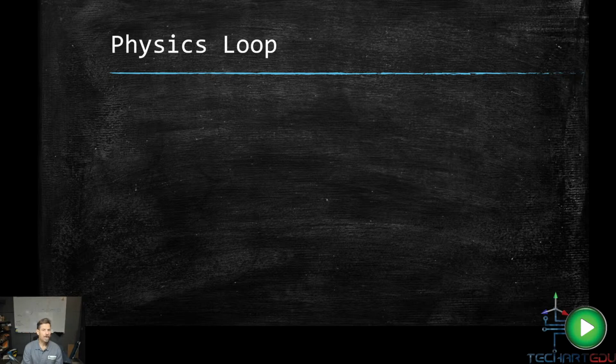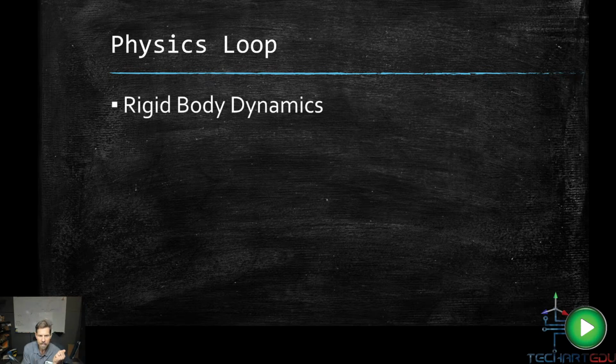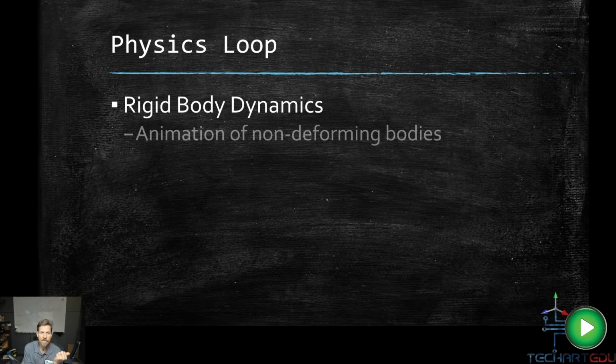You're probably going, really? This is going on in the background? Yes, it is. Every time that you crank up the particle generator, every time that you drop a ball inside of your graphics engine and it bounces down the stairs, it's going through this physics loop over and over again. So what is this physics loop? It applies to things like rigid body dynamics. So when you drop that ball and it bounces down the stairs, that is part of rigid body dynamics. Really, the physics loop deals with the animation of all non-deforming bodies.